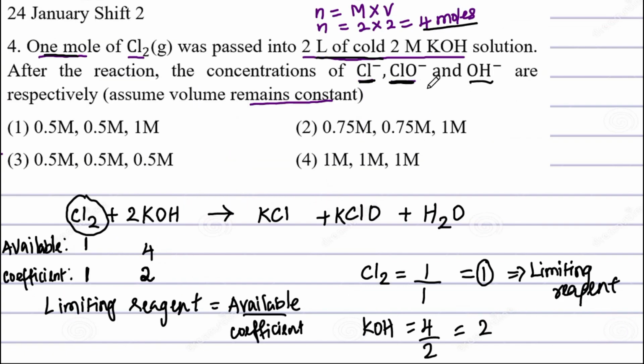So the concentration of Cl minus is 0.5 M, ClO minus is also 0.5 M. Then OH minus, that is the excess reactant, is 1 M. So the correct option is option 1: 0.5 M, 0.5 M, 1 M. I hope you understood this question.